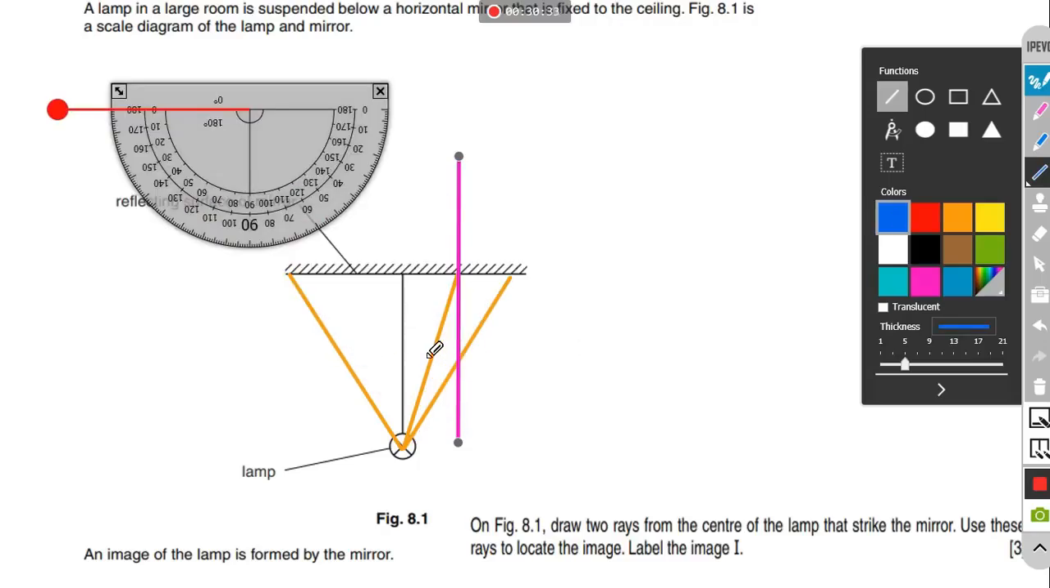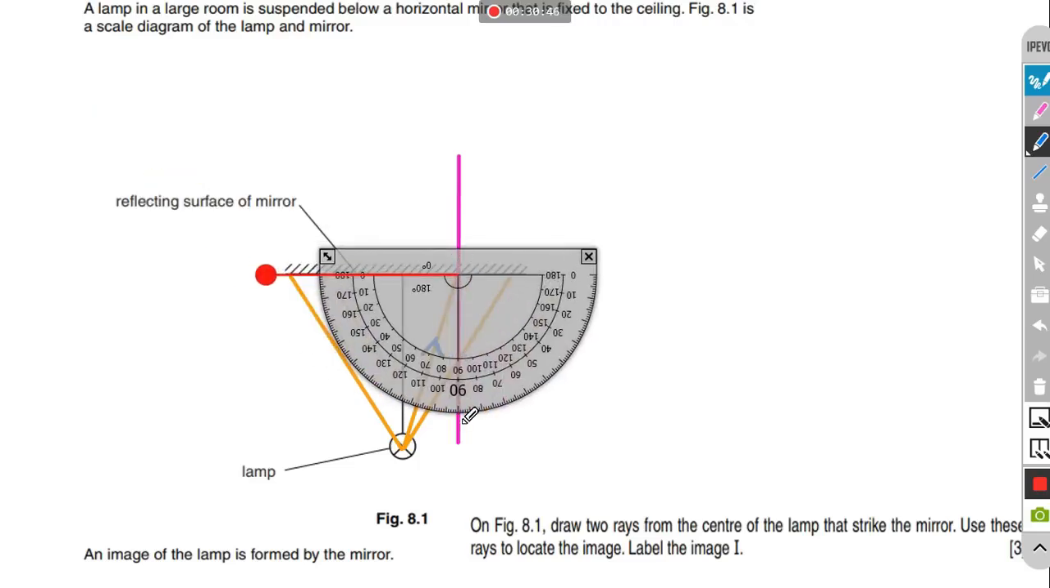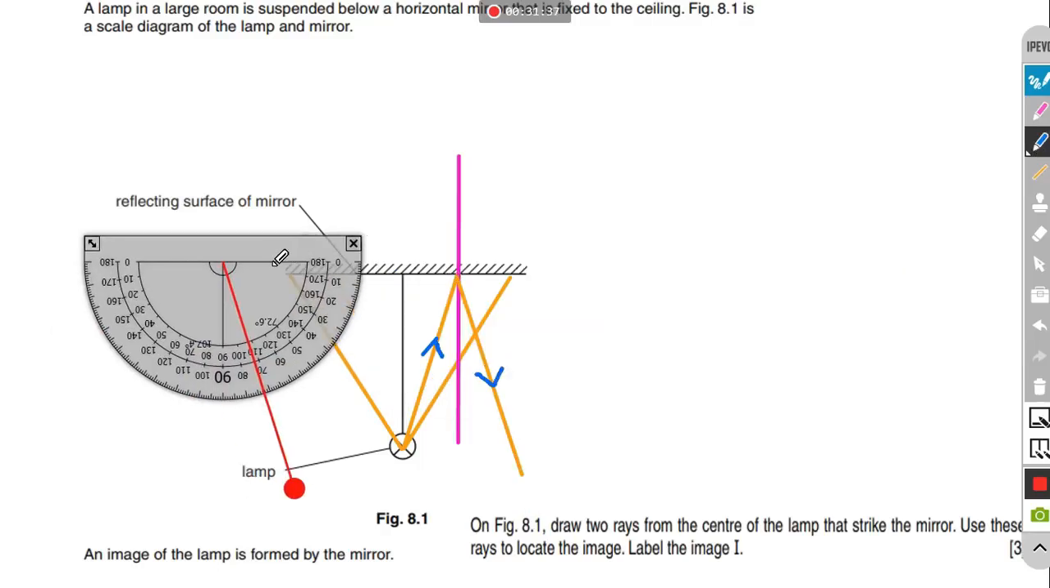This was the incident ray, and we know it's going to reflect with the same angle. So whatever this angle was, 10, 15, 16, 17, then it should reflect 10, 15, 16, 17. And we'll draw the reflected ray. Alright, so this was the first one. Label the direction. Same goes for the other ray.